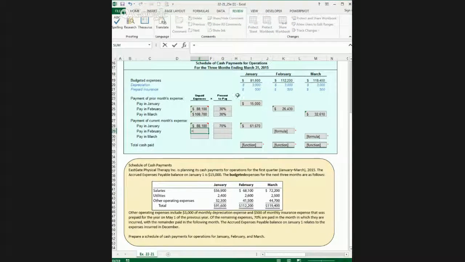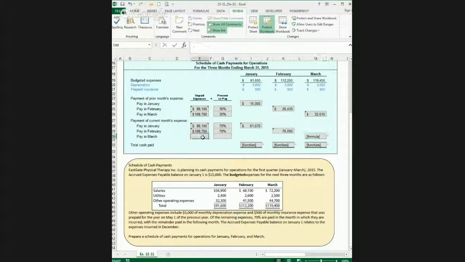The amount paid in February would be the total of February's expenses less the sum of those expenses that would be non-cash, depreciation and insurance. $108,700, and 70% of those expenses would be paid in the month incurred, February. Pushing the equal sign, total cash expenses times the portion that represents a current month payment, 70%, would give $76,090 as the amount paid in February.